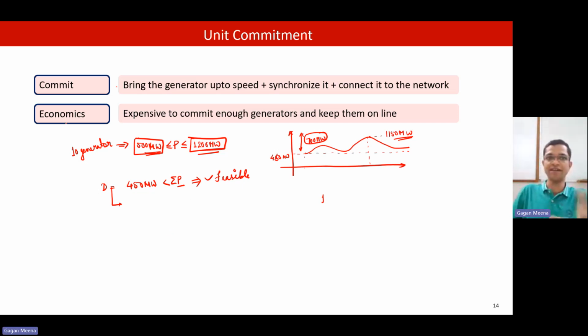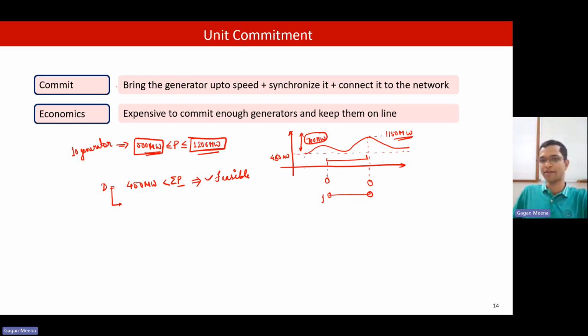So that's why it's written here. It's expensive to commit enough generators and keep them online. If we can decommit some generators, we can switch them off and make them online when required. Let's say in between this period, I can switch off certain generators. Maybe I can switch off some generators here and then switch on here instead of keeping them online in between.